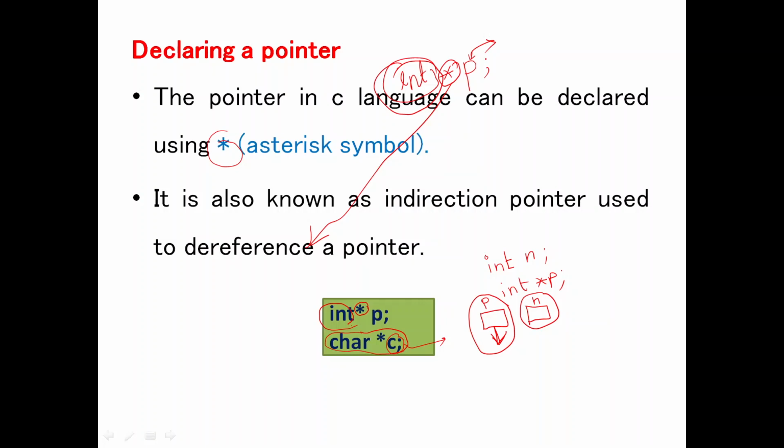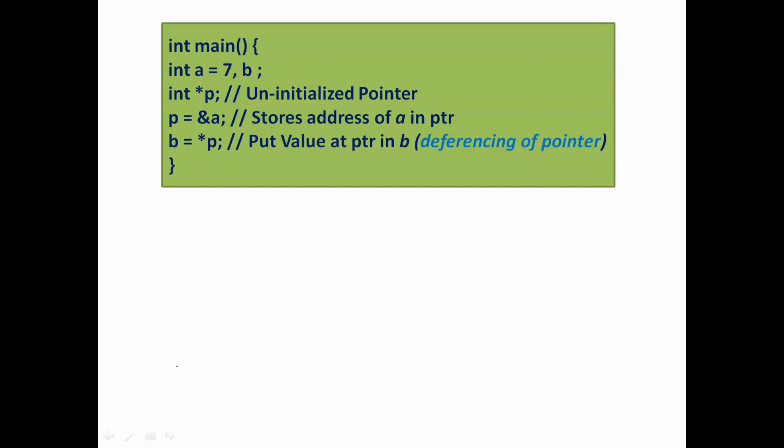So pointer is nothing but a variable which is going to store the address of another variable. It is not going to store any integer, character, float, double values. It is going to store the address value only. Its data type depends on the variable to which it is pointing. So in this example, you can see that here we are having two variables A and B. A is initialized to 7 and we didn't initialize the B variable.